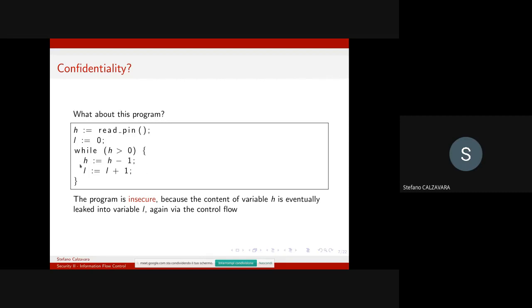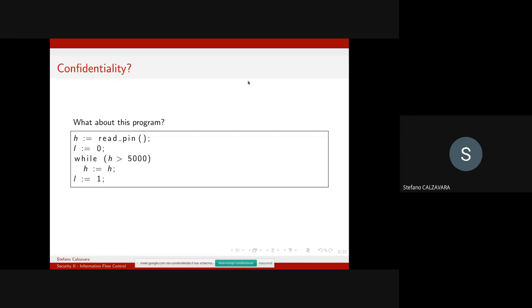So if I just check these two instructions in isolation, they look fine because I'm putting some confidential information inside a confidential variable and some public information inside a public variable. On the other hand, the fact that this assignment is put inside a while loop eventually leads to a loss of confidential information. So through the control flow of this program, I might actually be able to reveal a secret.